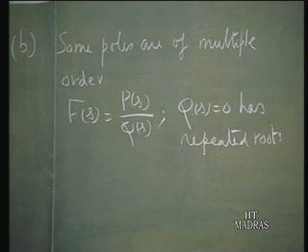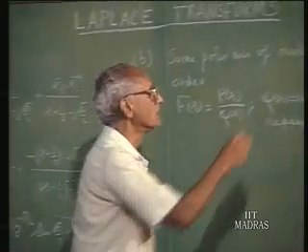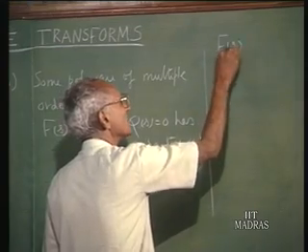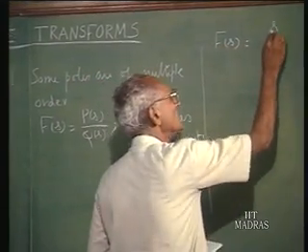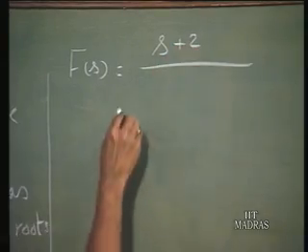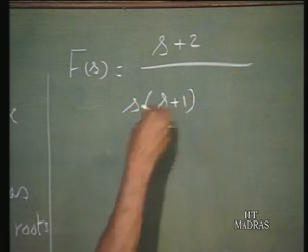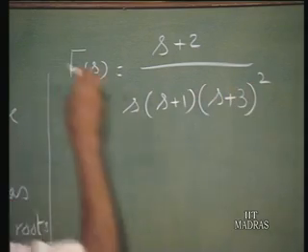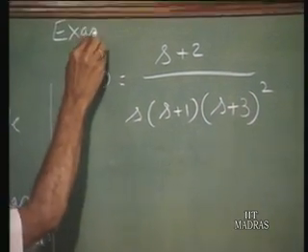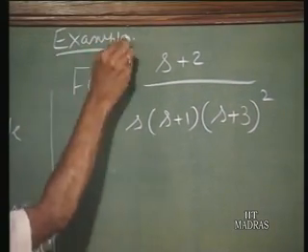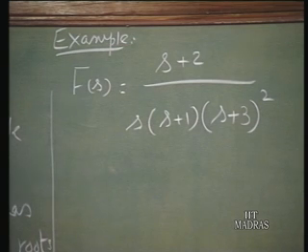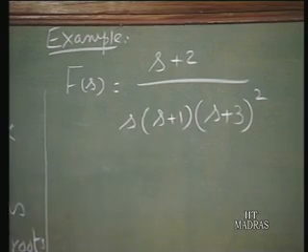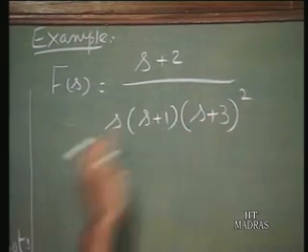We will illustrate this by means of an example before we work out the general rule. Suppose we have F of s equals s plus 2 divided by s times s plus 1 times s plus 3 whole squared. So this is an example. Now here we have 3 distinct poles: one at the origin, one at minus 1, and a second order pole at s equals minus 3.